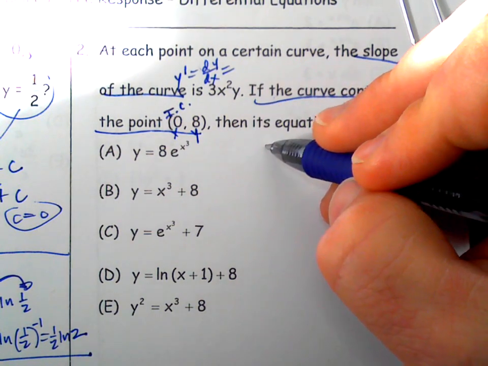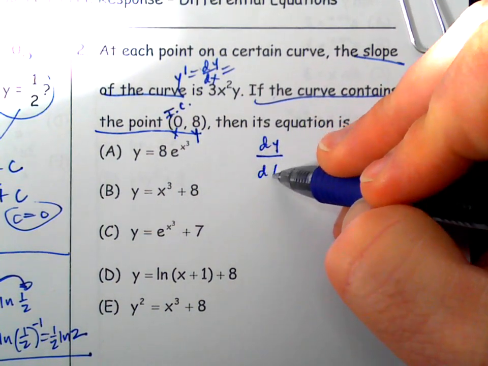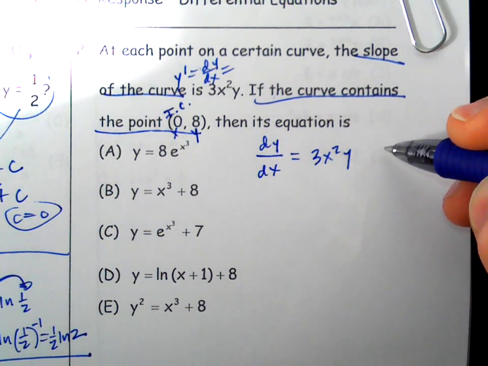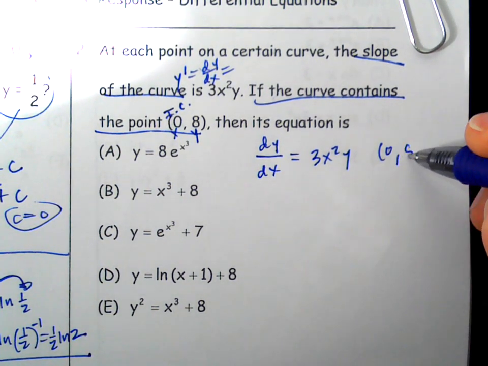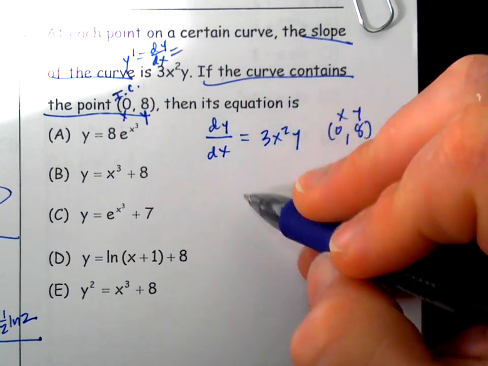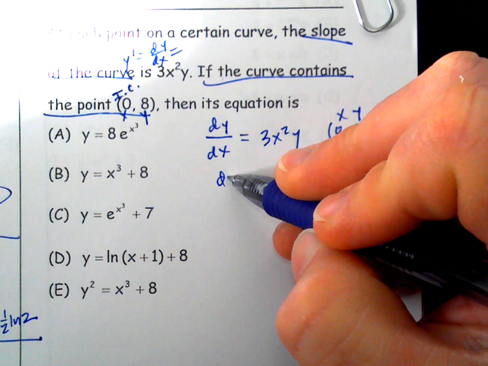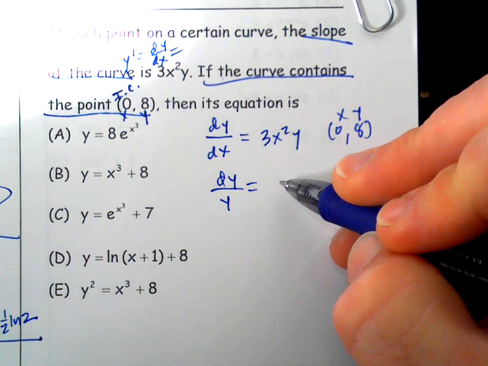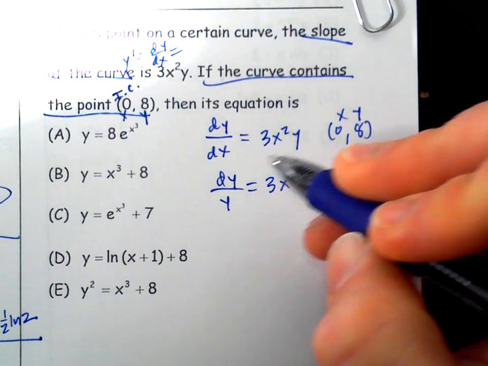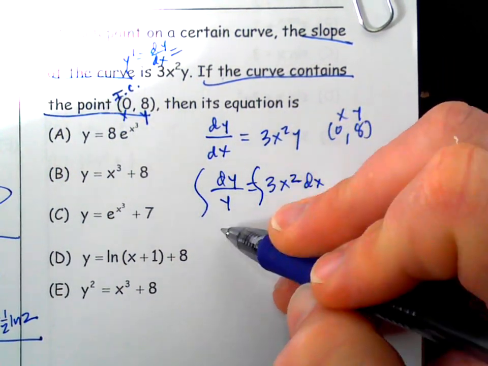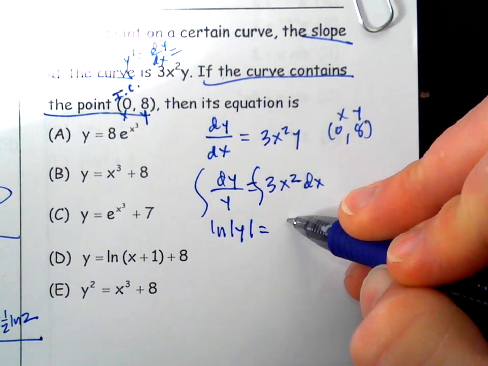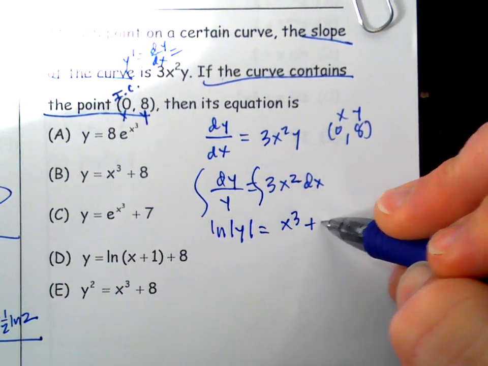What we're doing is solving a differential equation, and we have an initial condition (0, 8). So there it is, written in simpler terms. We have to separate the variables. dy over y equals, I'm going to leave the 3 on the right side, 3x squared dx, which works out really nicely this time. And we're going to integrate both sides. This is natural log of the absolute value of y. You need the absolute values. This is going to be x cubed plus c.